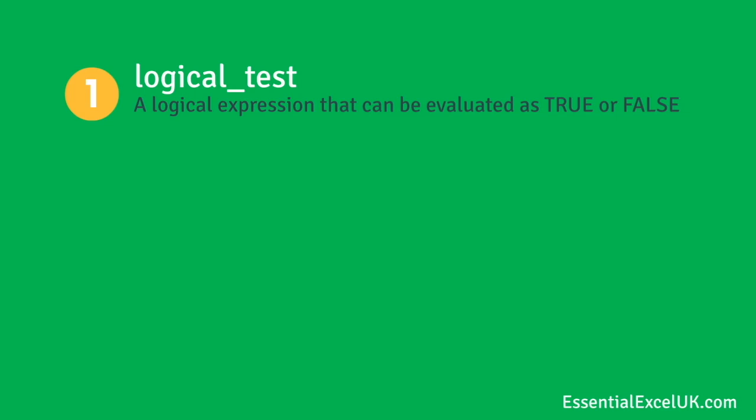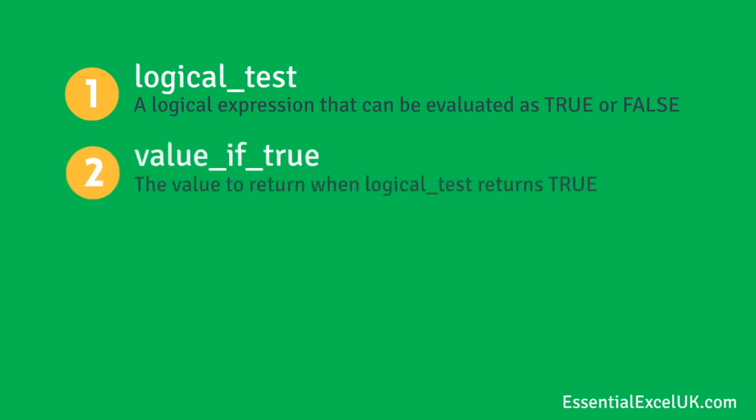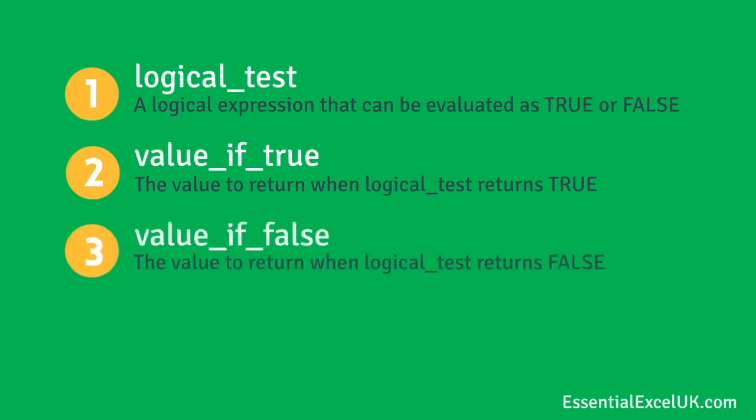The second part is value if true. This is the value to return when the logical test returns true. Having performed the logical test, if it gives us a true result, what do we want the formula to do? And the third and final piece is value if false. Exactly the same principle as value if true, apart from this is now what do we want to do if the logical test gives us a false answer.